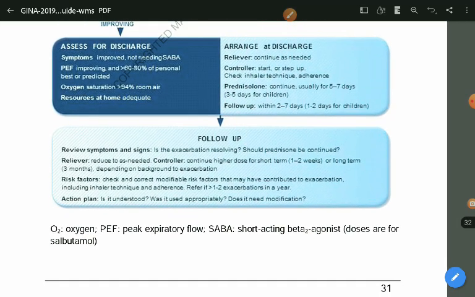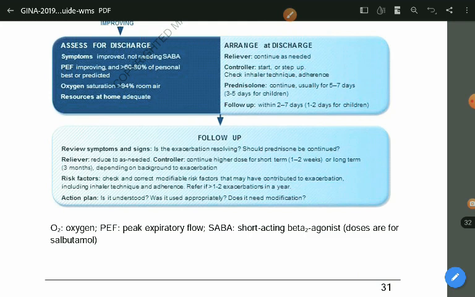During follow-up, we need to review signs and symptoms. Was there an exacerbation? Was the prednisone being continued? For reliever, reduce to as needed, PRN. Controller, ICS-LABA, same. Continue higher doses for short term for 1 to 2 weeks or long term for 3 months, depending on the background for exacerbation.